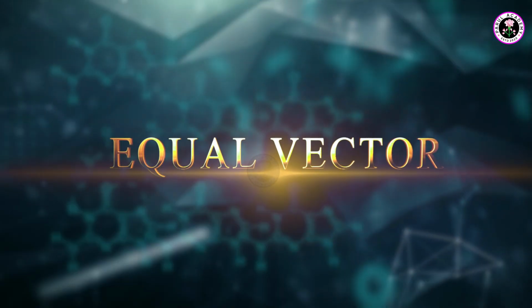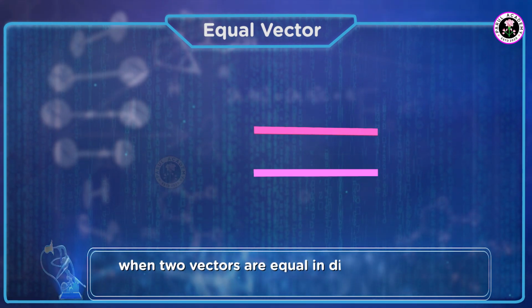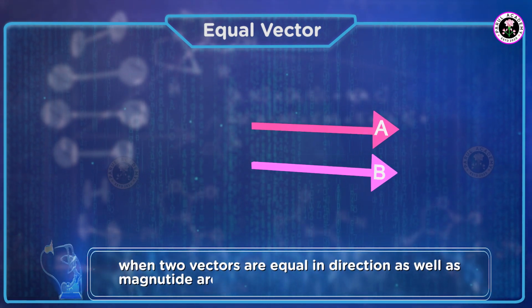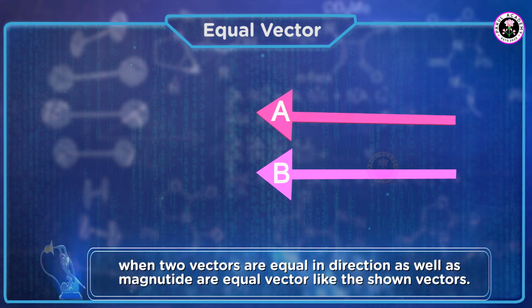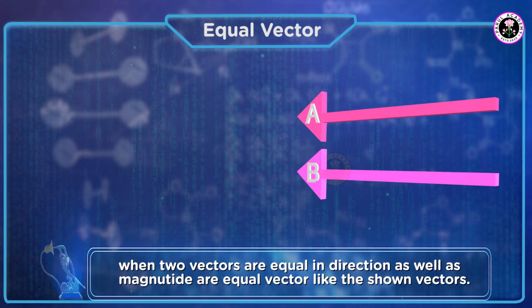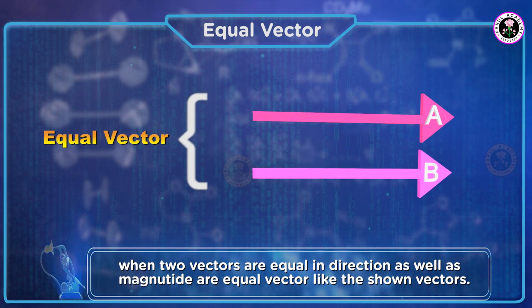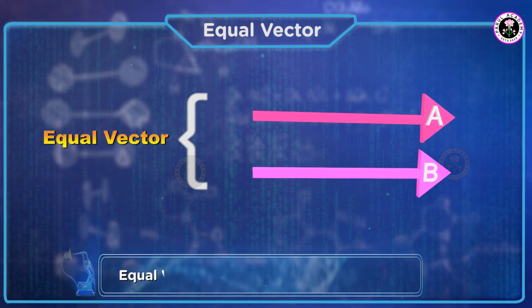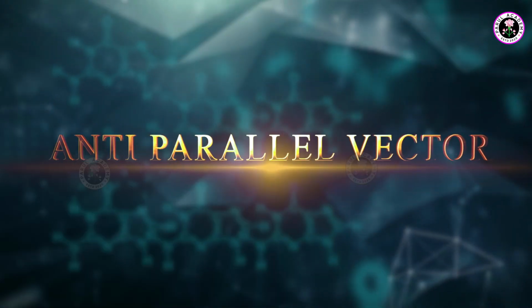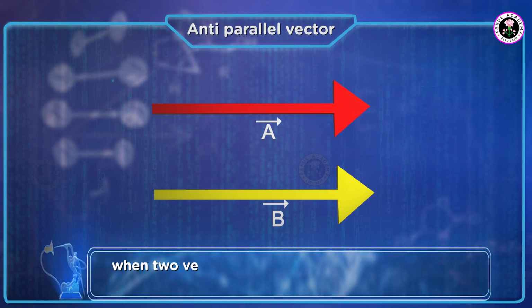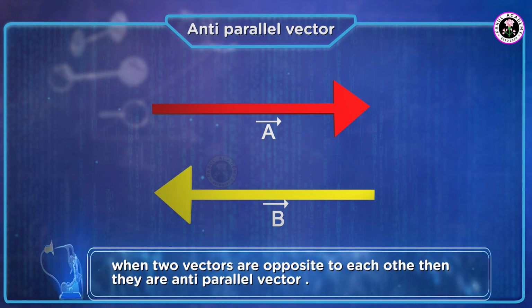Second is the equal vector. When two vectors are equal in direction as well as in the magnitude, they are called as equal vector. Like it is also given in the diagram, the vectors which are given are equal vectors. তো ছবিতে দেখানো যে সমস্ত ভেক্টর দুটো আছে সেই দুটো হলো ইকুয়াল ভেক্টর, অর্থাৎ এদের আমরা বলতে পারি যে ইকুয়াল ভেক্টর হলো প্যারালাল ভেক্টরেরই একটা রূপ। Third one is anti-parallel vector. When two vectors are opposite to each other, then they are anti-parallel vector, as it is given in the diagram.